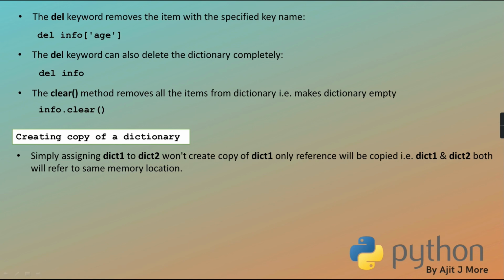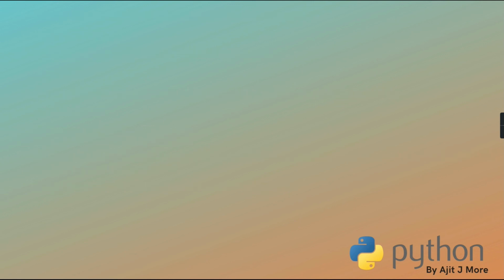So in that situation, what happens? Memory objects are not two. In memory, the object is one, but there are two names to the same object. Means both are referring to the same memory location. So dict1 and dict2 both will refer to the same. Changes made to dict1 will be reflected in dict2 and vice versa.